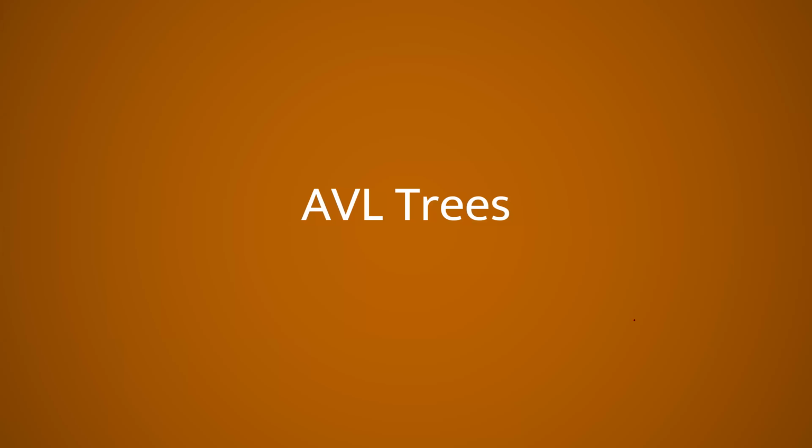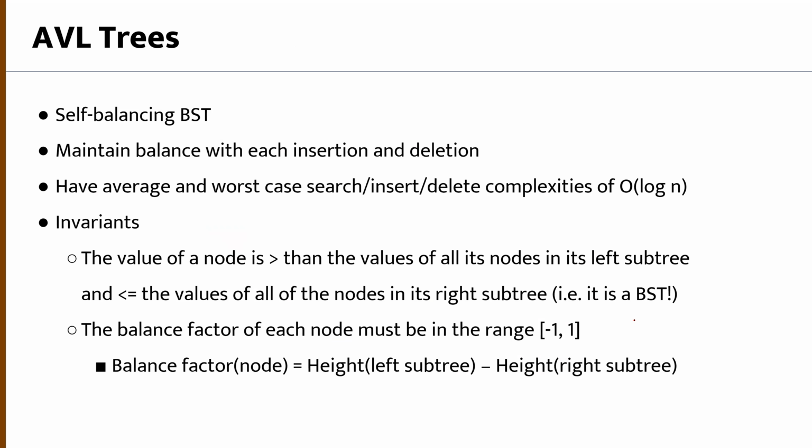And so now let's actually talk about AVL trees. AVL trees are pretty much the solution to this idea of balancing a BST. So your insertion and deletion will always be O(log n). And the invariants of an AVL tree are very similar to the BST. The value of a node has to be greater than all of its values on the left and has to be less than or equal to all the values on the right. But it also has an extra invariant that the balance factor of each node must be 1 to -1 inclusive.